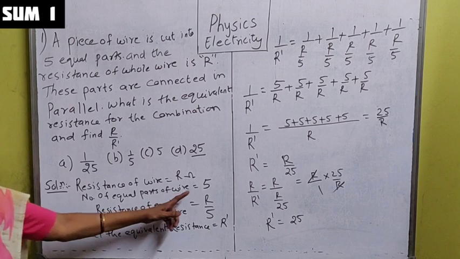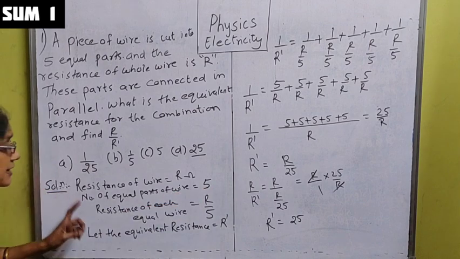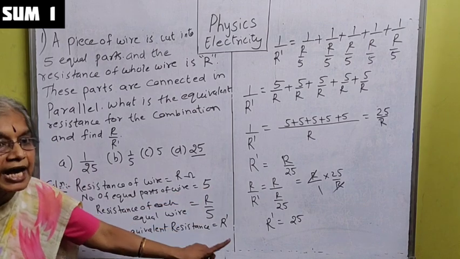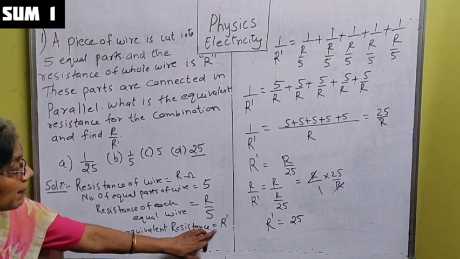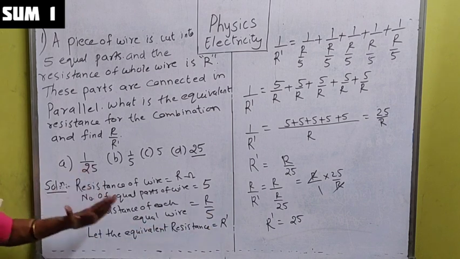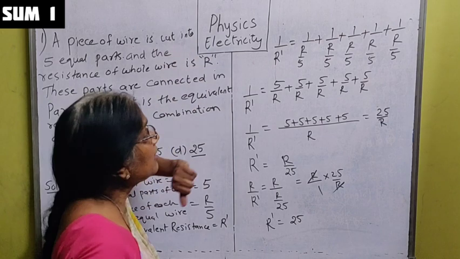Number of equal parts of wire is 5. So what will be the resistance of each equal wire? It will be R by 5. Let the equivalent resistance be denoted by R dash. That is because it is connected in parallel. So parallel means what will we get?